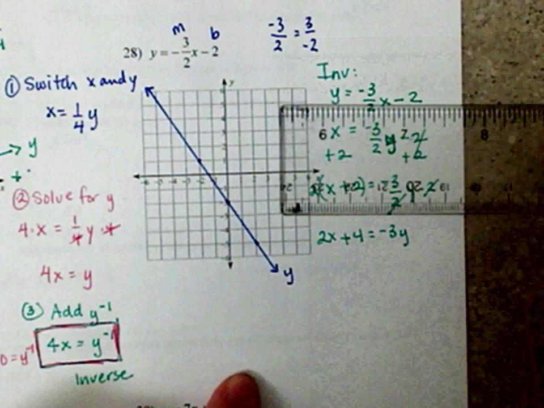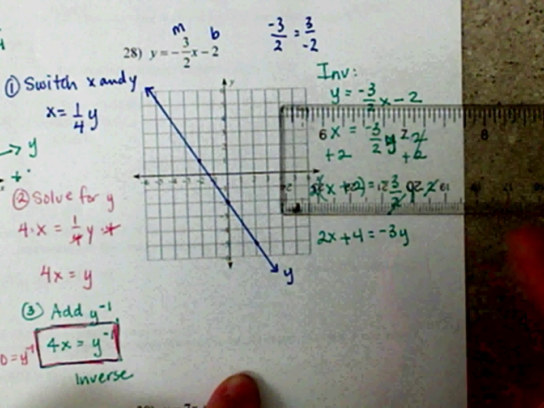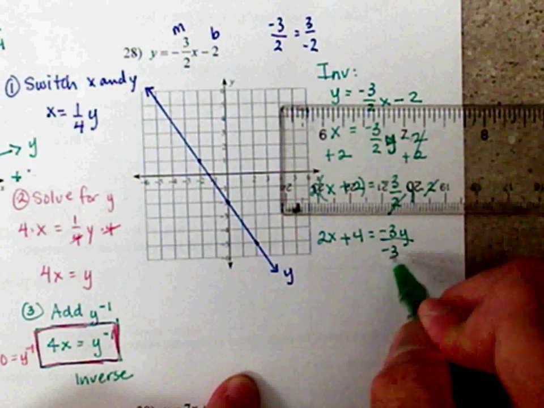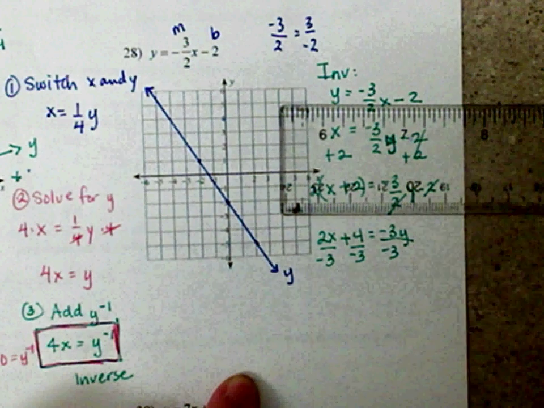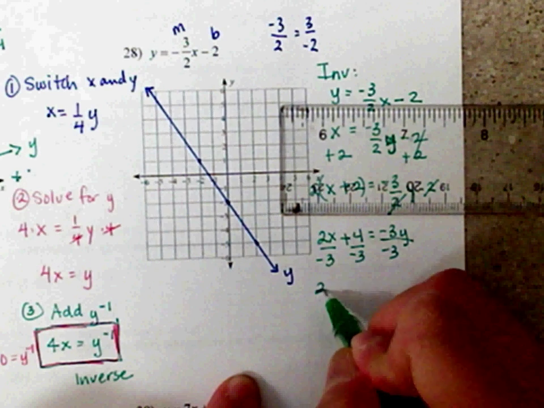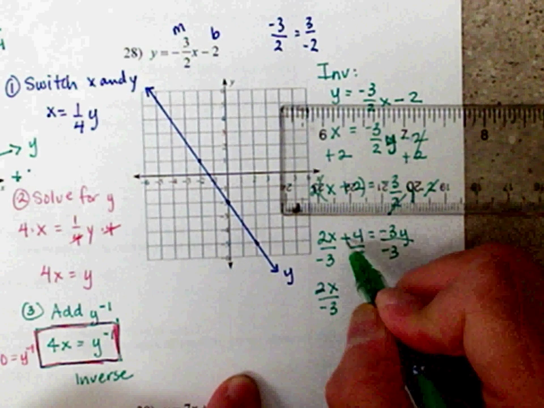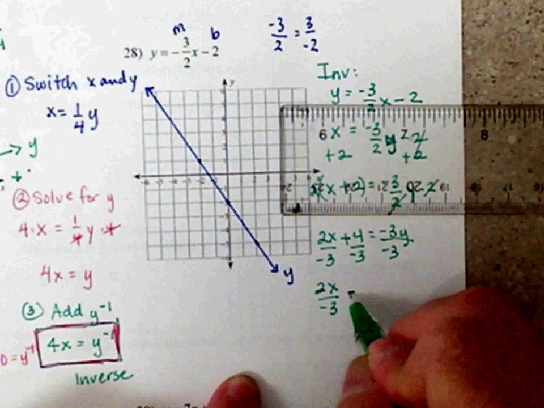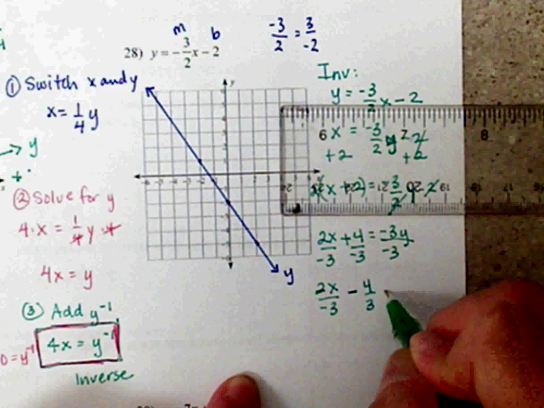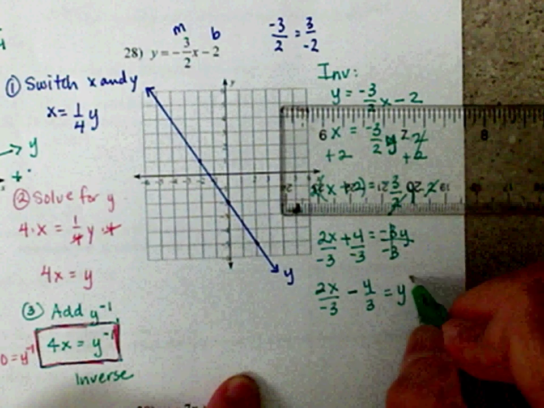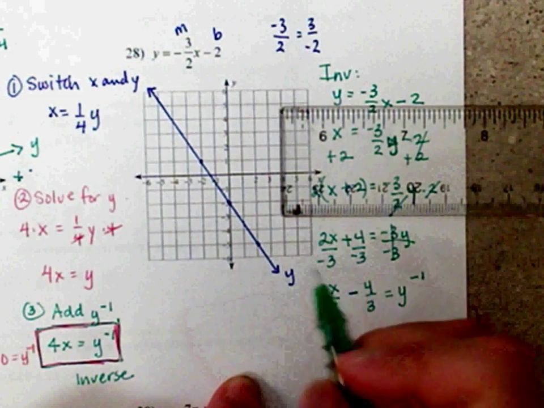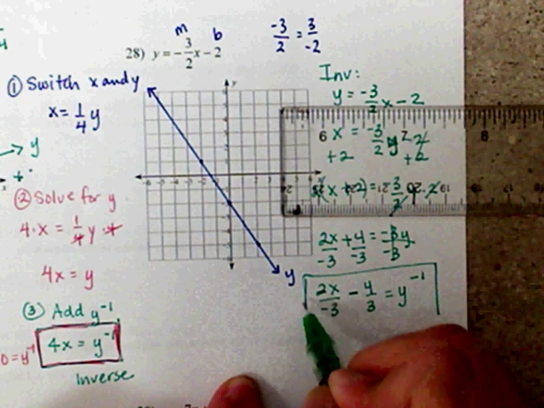Notice I'm solving for y. So how do you get rid of y? Divide every one of them by negative 3. Just like that. So now you have 2x over negative 3. A positive divided by a negative is negative 4 over 3. Those cancel out, and you have your y. Add a negative 1. Notice step 3. And there you have your inverse function.